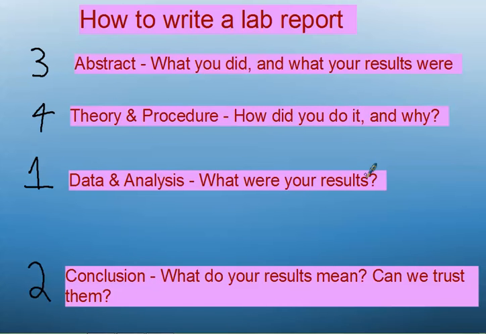Now on the lab report, you're going to have everything in this order: abstract, theory, procedure, data analysis, and conclusion. But I actually recommend that you write the lab in this order. Start with the data, then write a conclusion on the data that you just did, and then do these easy sections at the beginning, actually at the end. So you kind of write it a little bit backwards.